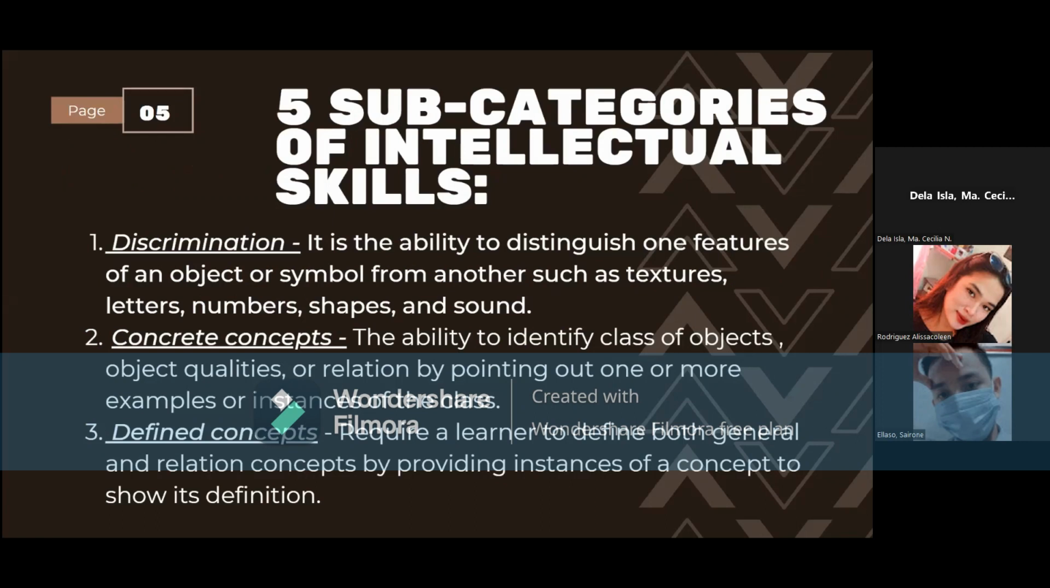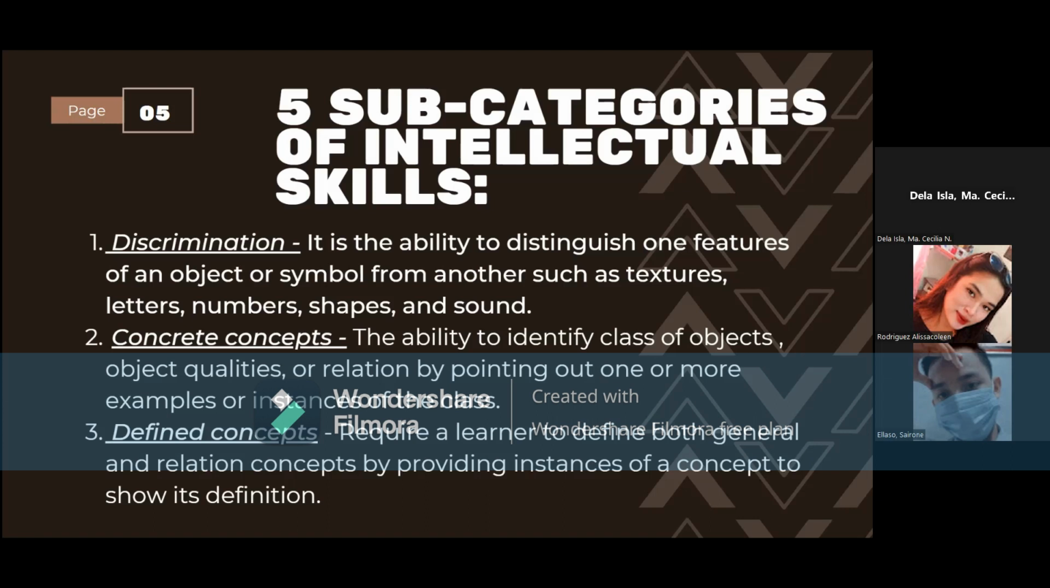Here are the five categories of intellectual skills. The first one is discrimination. It is the ability to distinguish one feature of an object or a symbol from another, such as textures, letters, numbers, shapes, and sounds. Basically, it is the ability to distinguish between different stimuli or objects based on their characteristics or features.